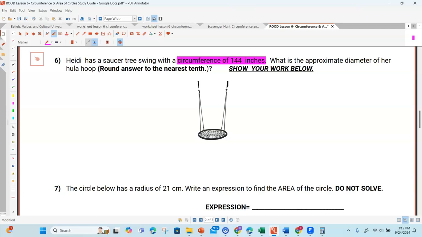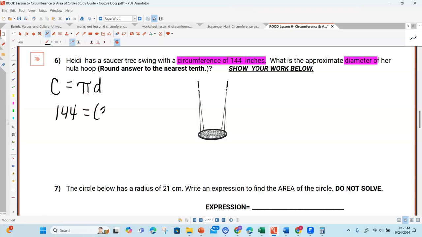Heidi has a saucer tree swing circumference of 144 inches. What is the approximate diameter of the hula hoop? So we need to find the diameter. So we have the circumference. Circumference equals, and we want to look for the diameter, so we're going to use pi times d. So the circumference was given. Let's substitute the c. So that's 144. I guess we don't need to put inches. We'll just keep the value.